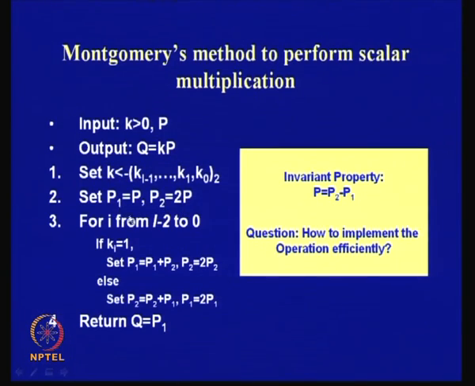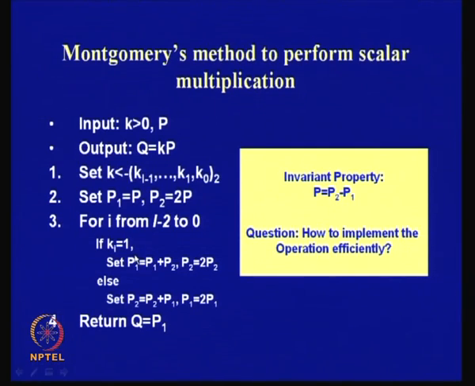Therefore, what we do is vary i from L minus 2 to 0. This is the MSB first approach. Then if ki is equal to 1, in P1 you are adding, that is, you are doing P1 plus P2, and in P2 you are doubling, that is, you are doing 2 into P2.